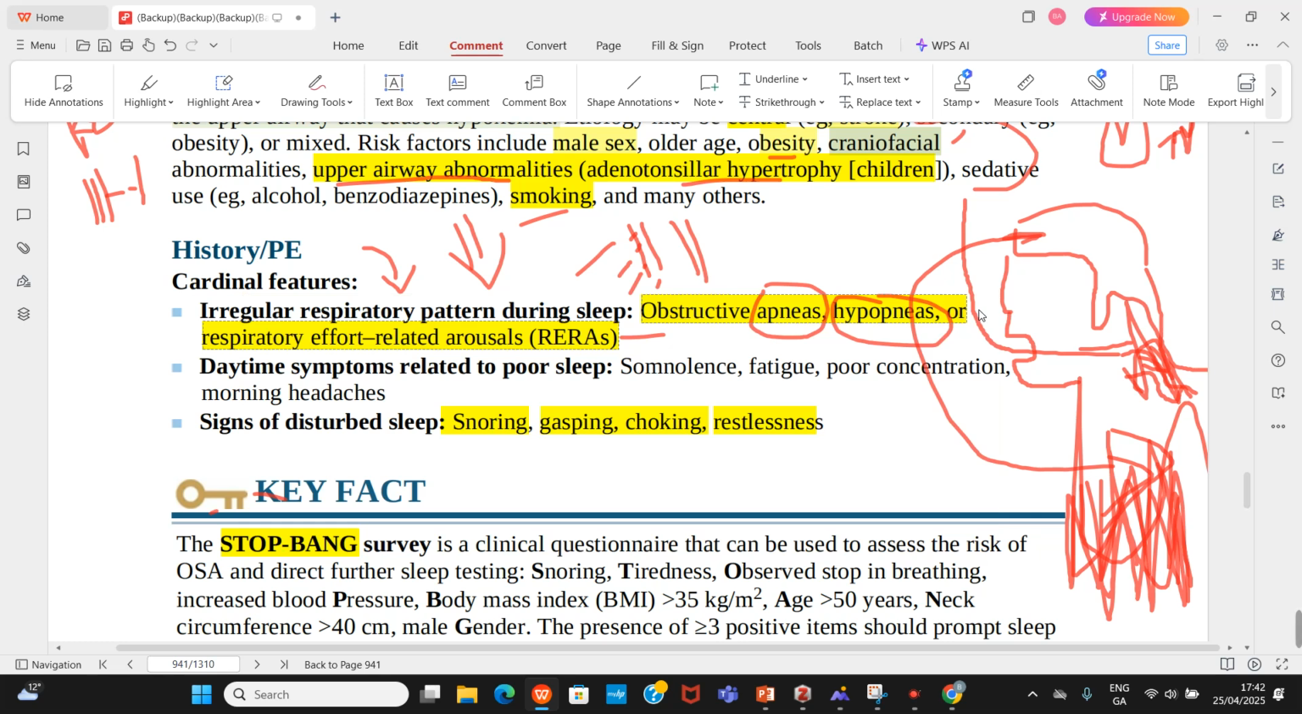So we marry everything together, especially the apneic or the hypopnea episode. We add them together, and we use some values to make our diagnosis. I'm going to show us shortly.